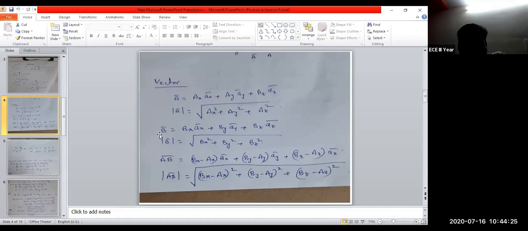If B bar is another vector, B bar is equal to BX AX bar plus BY AY bar plus BZ AZ bar. So what is the magnitude of B bar? Under root of BX square plus BY square plus BZ square.